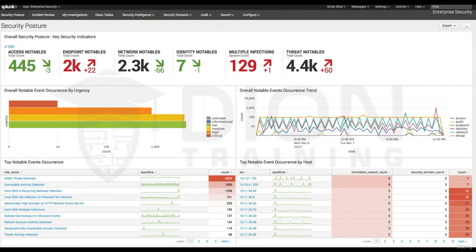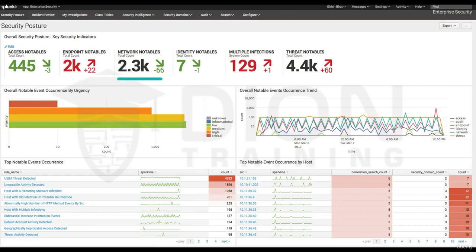For example, if we take a look at a sample dashboard from Splunk, you can see here that this shows my basic security posture of the network. In this case, we can see that there are access notables going down. It's actually 3 less than it was previously. We can see the endpoint notables going up by 22, bringing us to a total count of 2,000. And that's red because it's something bad that we want to look at.